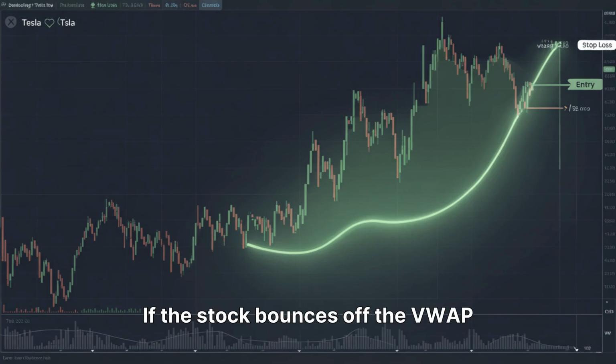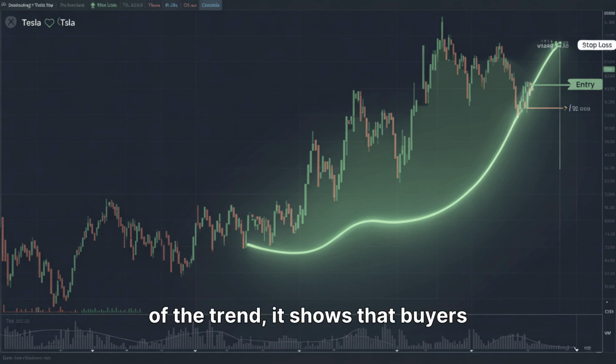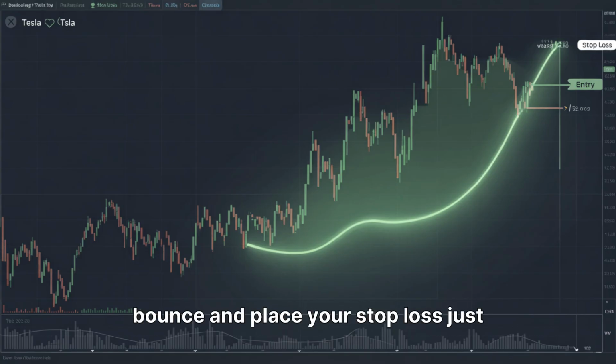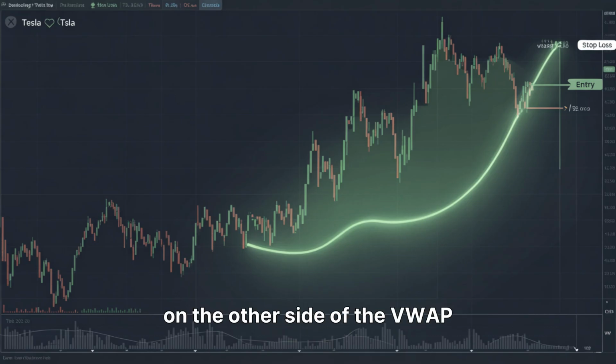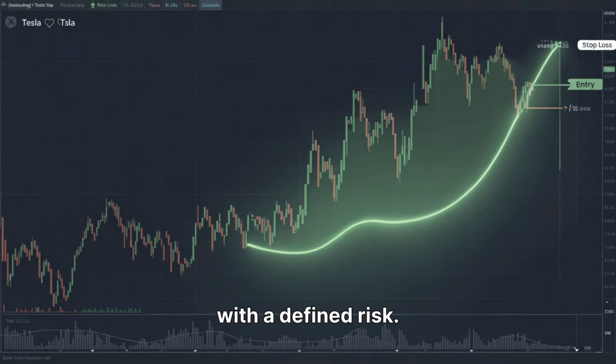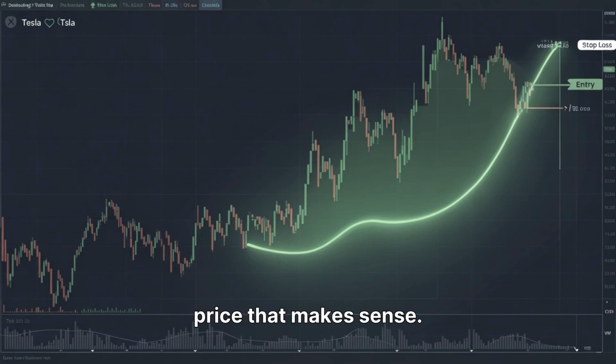If the stock bounces off the VWAP and starts moving back in the direction of the trend, it shows that buyers are stepping in at the average fair price. You can set your entry near the bounce and place your stop loss just on the other side of the VWAP line. This gives you a clear, disciplined setup with a defined risk. It is all about patience, waiting for the market to come to you at a price that makes sense.